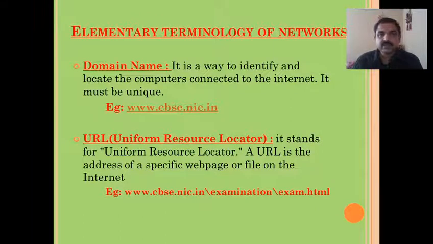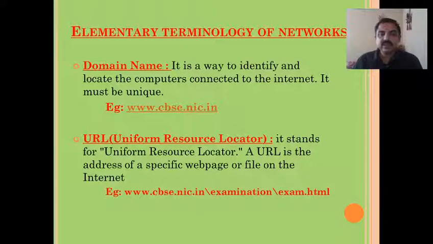Next, there are two terms called domain name and URL. So what is a domain name? It is a way to identify and locate the computers connected to the internet. It must be unique. For example, www.cbse.nic.in is the domain name of the CBSE website. So it is a way to identify and locate the computers connected to the internet.